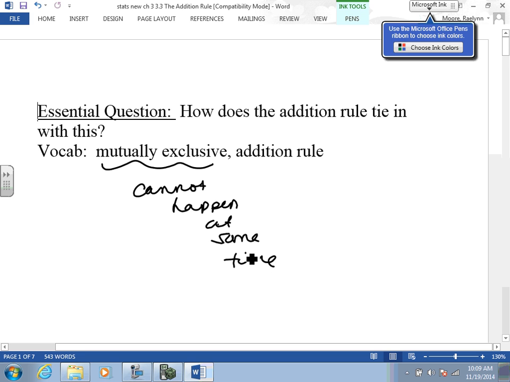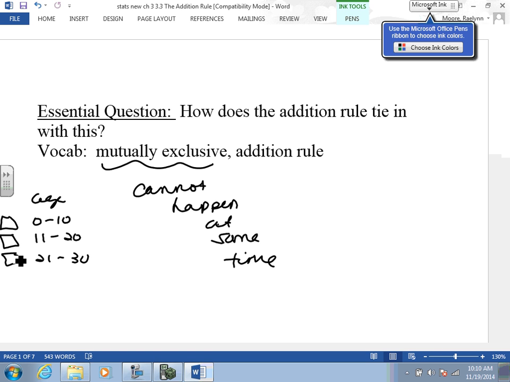So say I'm filling out a questionnaire, or you're filling out a questionnaire, and they want your age bracket. And they say 0 to 10, they say 11 to 20, they say 21 to 30, and you have to put a little box and check off where you fall. Can you check off more than one box? No, they're mutually exclusive. You could either be like 16 or 15 in this group, but you can't be 16 and 26 at the same time. You can't fall into 2 different brackets.